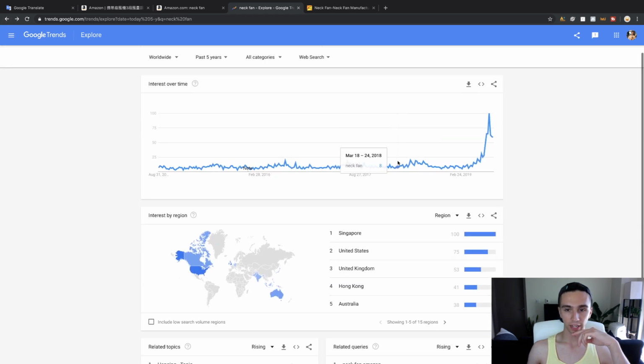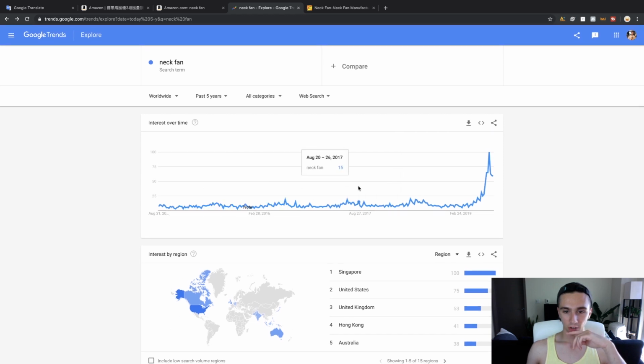Let's go back to the other one, because neck fan Amazon doesn't really make sense. Neck fan, very little searches for 5 years. And then starting June of this year, we had a breakout and there's never been more interest in it. It's a little dip, but there's always going to be a correction. So nothing will just continue to go up. It might go up to here, get resistance right here, and then fall back down, and then it might go up past that.